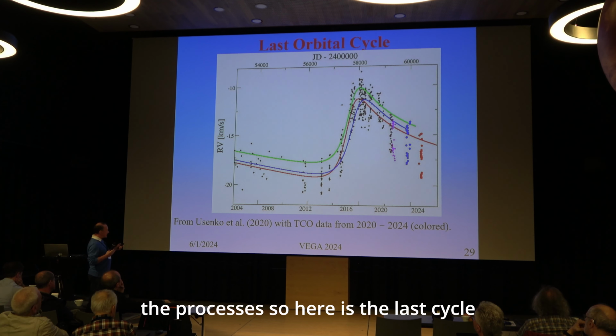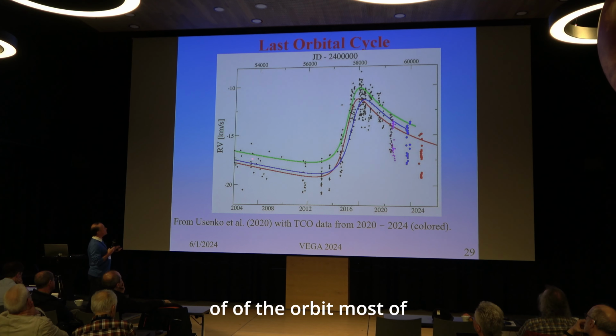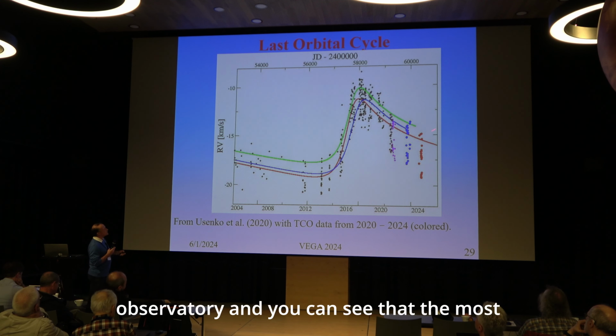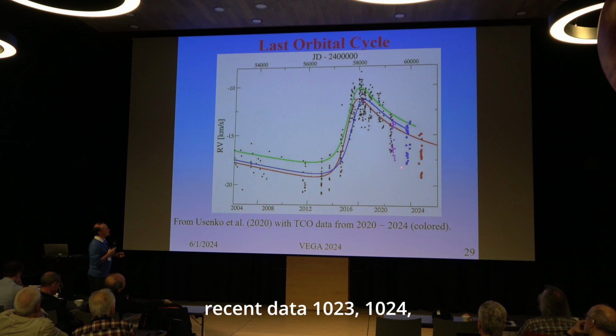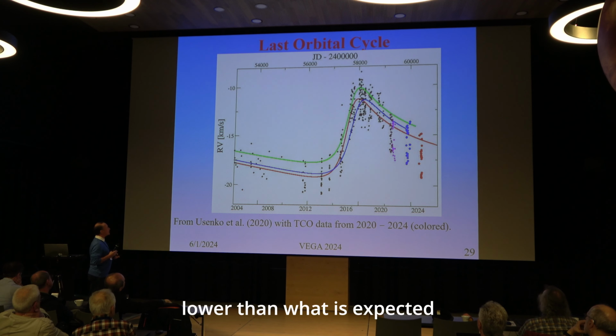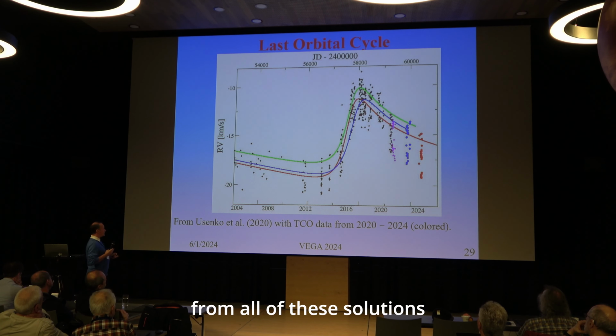So here is the last cycle of the orbit. Most of this data come from our observatory, and you can see that the most recent data, 2023, 2024, here's 2022, are a little bit lower than what is expected from all of these solutions.